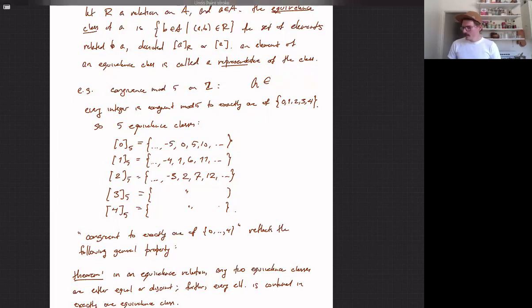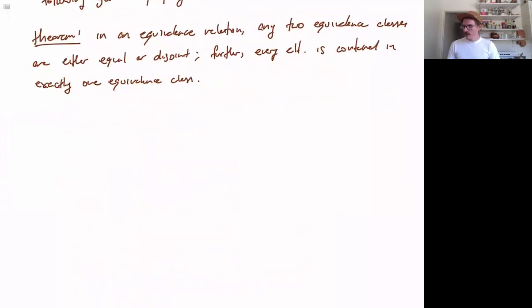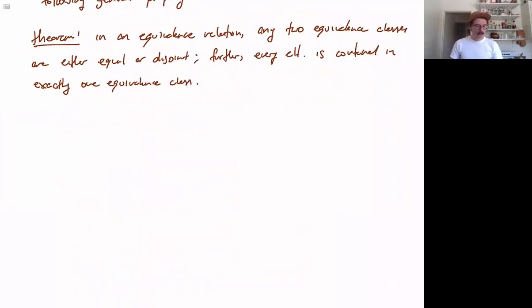So this theorem is basically saying that equivalence classes work very nicely. And this is why we're interested in equivalence relations. So let's go ahead and prove it.